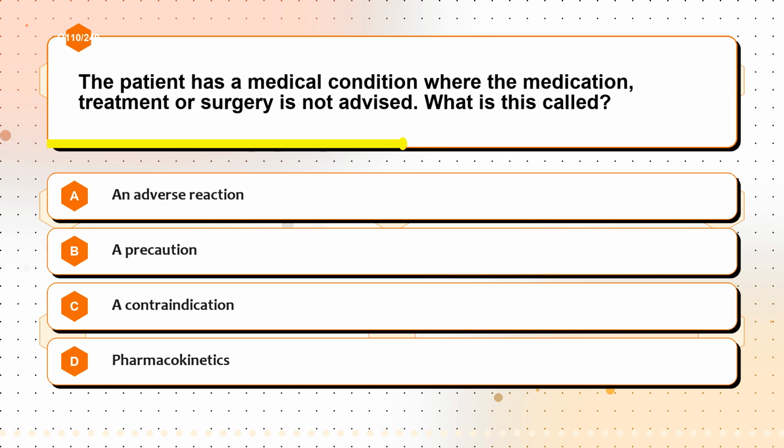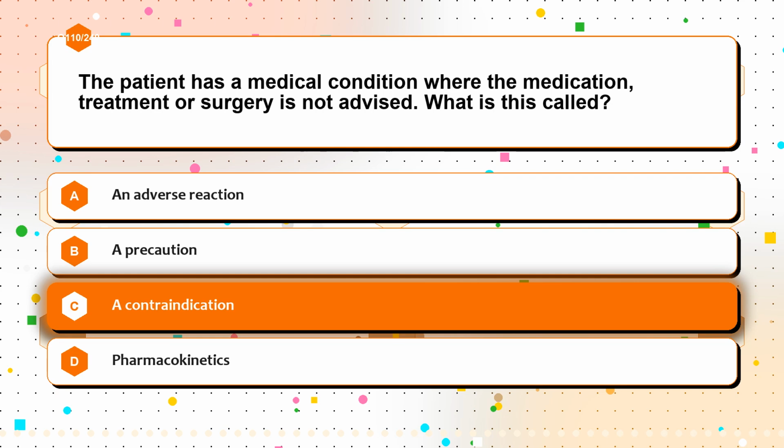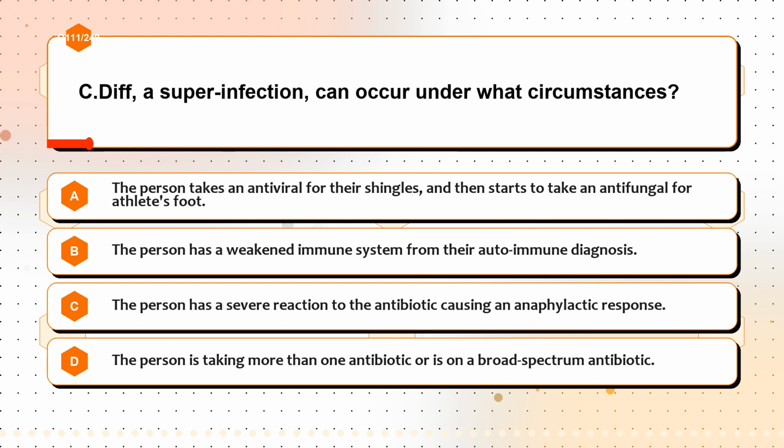Option A, an adverse reaction. Option B, a precaution. Option C, a contraindication. Option D, pharmacokinetics. The correct answer is option C, a contraindication. Question 111. C.diff, a superinfection, can occur under what circumstances?